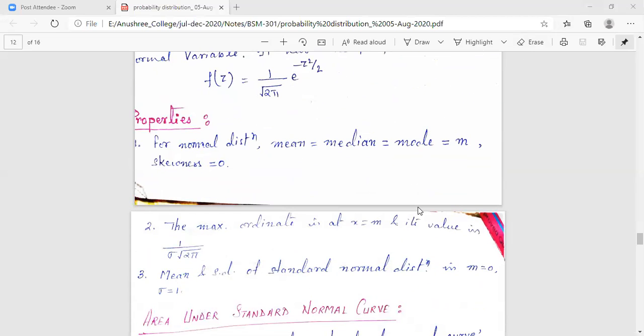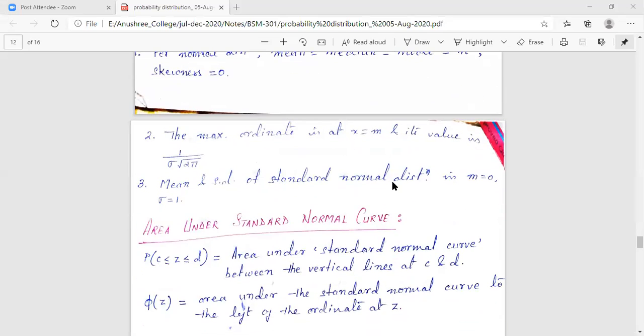So next, some properties are written over there that we are going to prove in our further classes. The very first property that they are saying: for normal distribution, mean, median and mode all are equal. Mean, median and mode all are equal, right? As we have learned in Poisson distribution, mean and variance are equal. But this is a particular distribution, the normal distribution, for which mean, median, mode, all the things, that means all measures of central tendency are equal, and that is equal to small m.